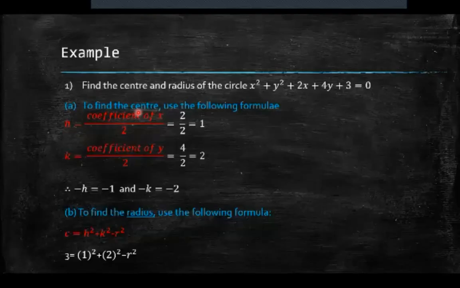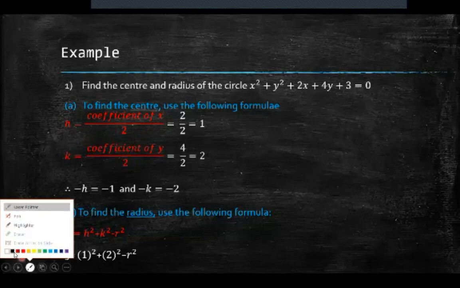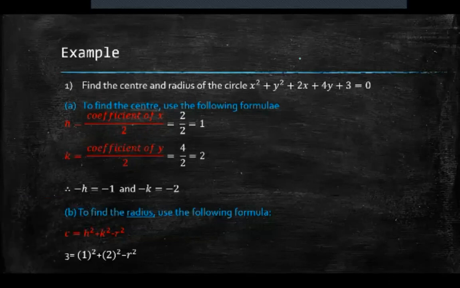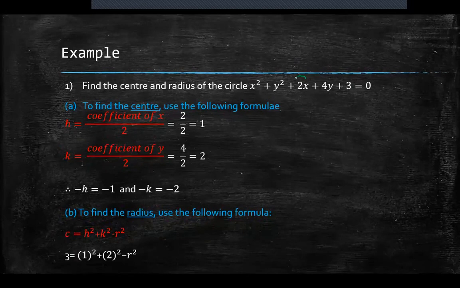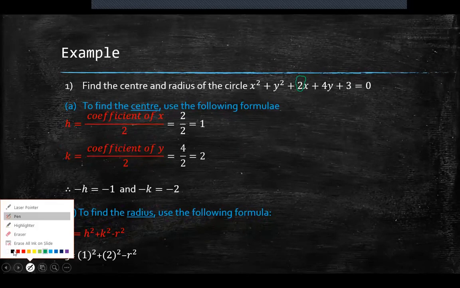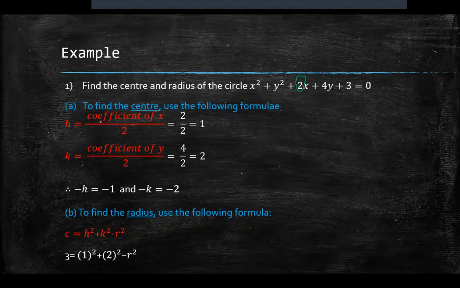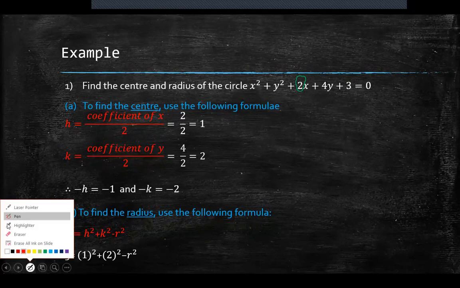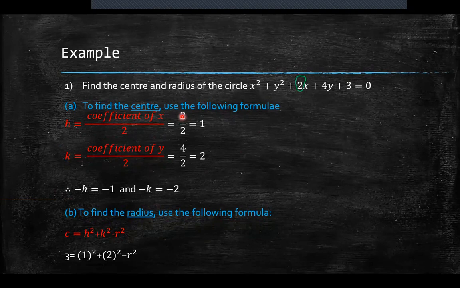h is equal to the coefficient of x over 2. The coefficient of x is the number that comes right before x. So in this case, it is 2. So to find h, the formula is h is equal to the coefficient of x divided by 2. So that's 2 divided by 2, which is equal to 1. Therefore, h is equal to 1.